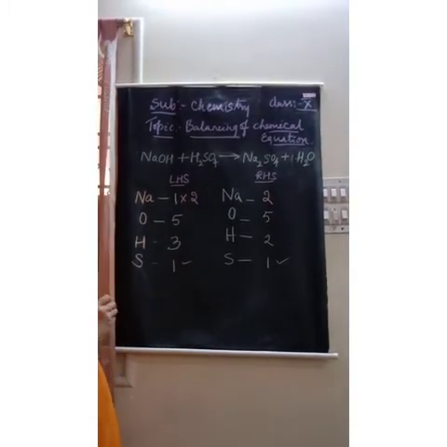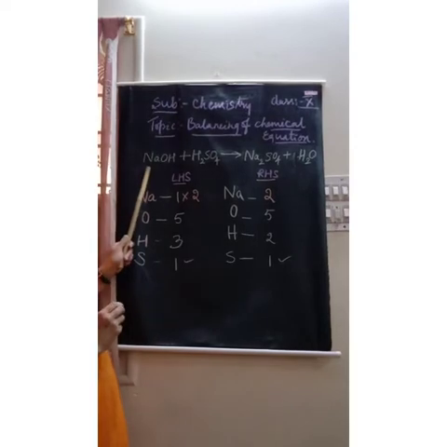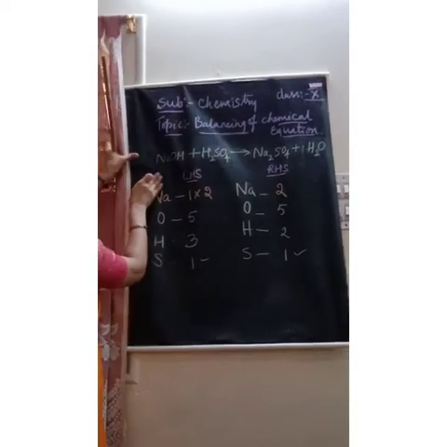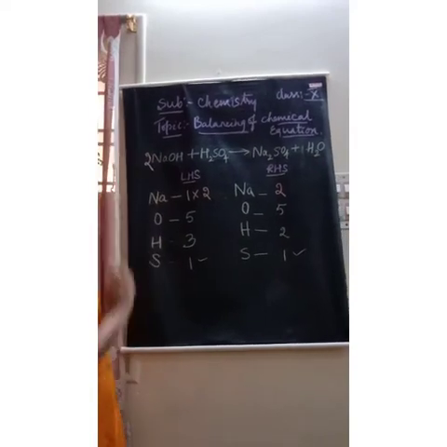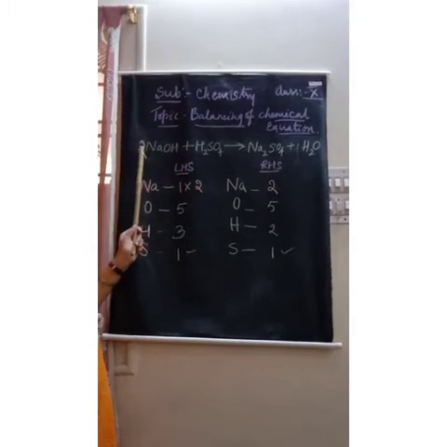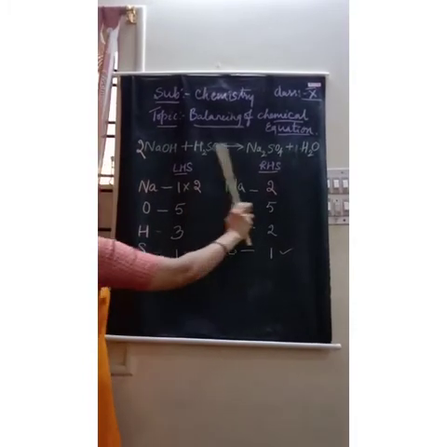Clear? What do we have to do? We have to multiply this Na by 2. So next, what do I have to write, children, here? I have to write 2. Clear? So sodium we have balanced now: 2Na. So next, once again you come now.